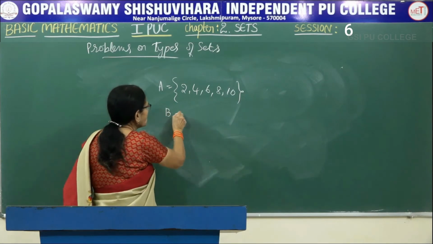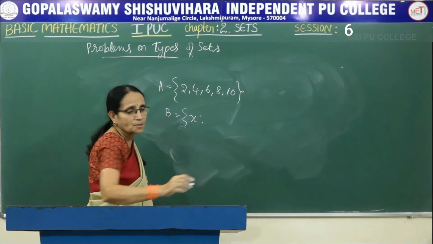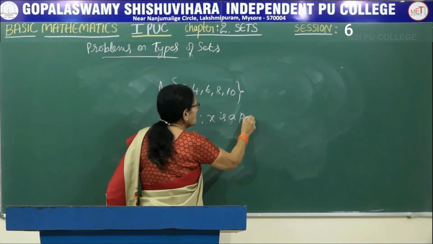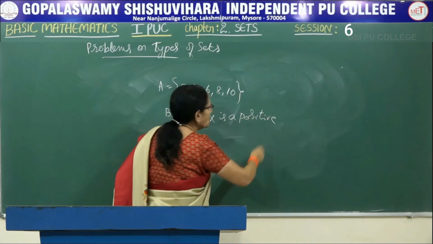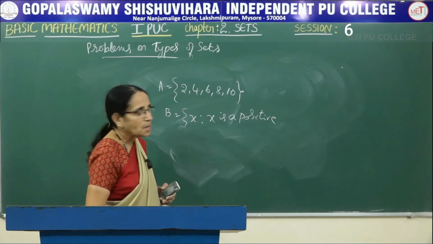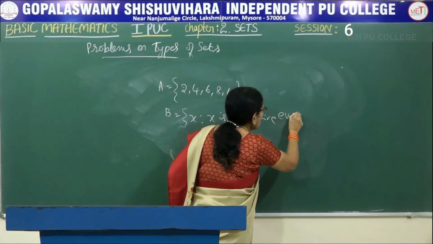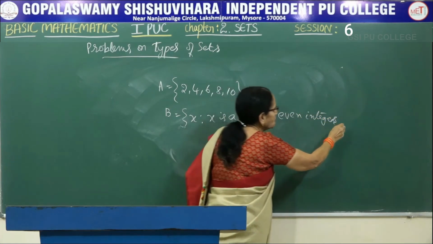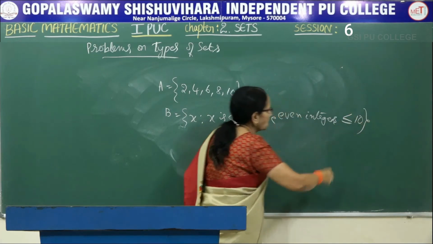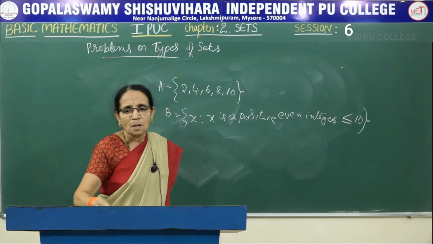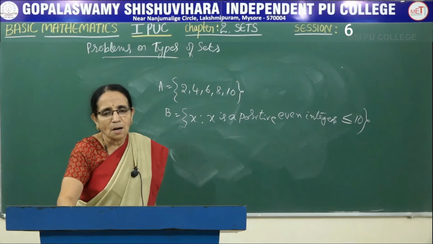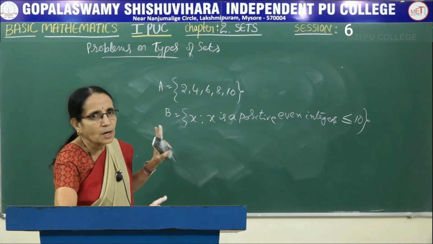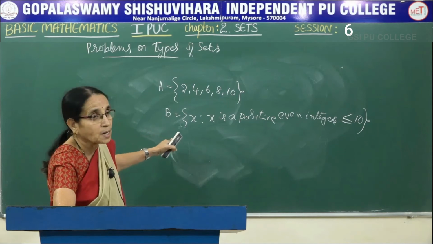The set B contains all x such that x is a positive even integer less than or equal to 10. That is, A is containing 2, 4, 6, 8, 10. 5 elements are there. How is B defined here?